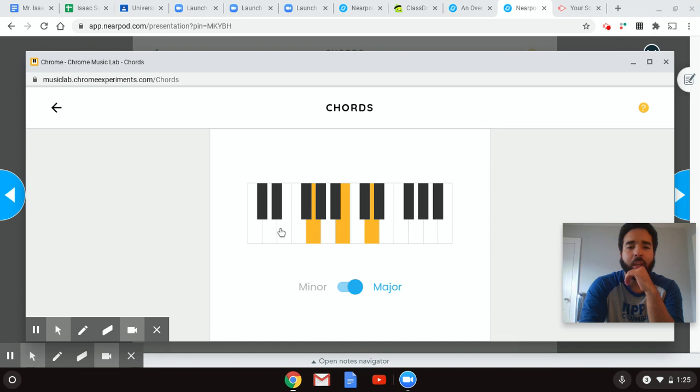Mama made me mash my M&Ms. Mama made me mash my M&Ms.